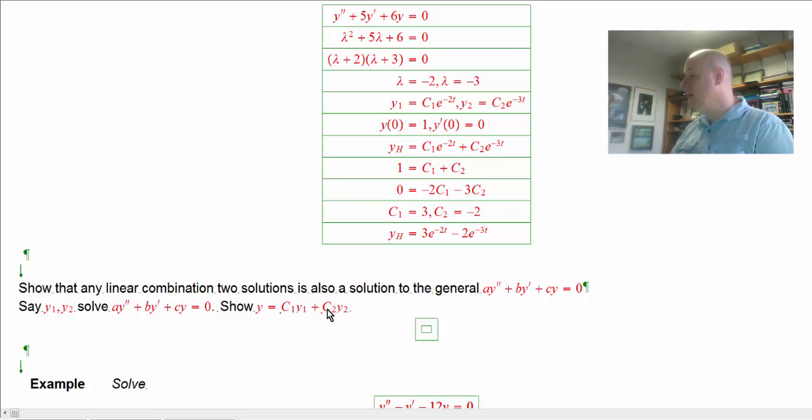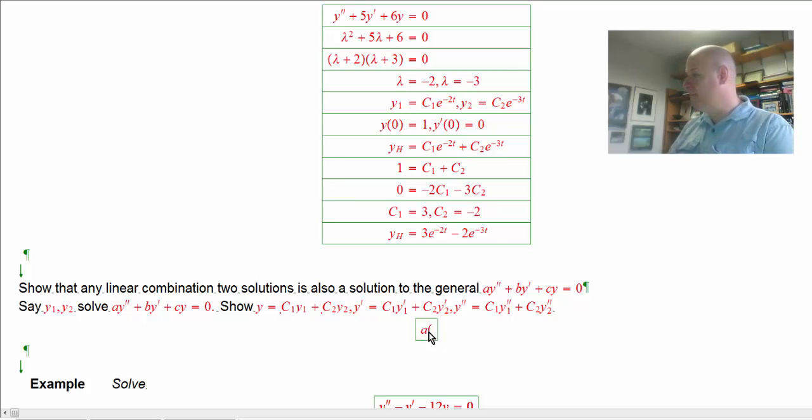So I need the derivatives. Because it's linear, the derivatives, y prime is just going to be y1 prime plus y2 prime, and the second derivative likewise. So I need to sub these three pieces in this left-hand side and make it equal to 0.